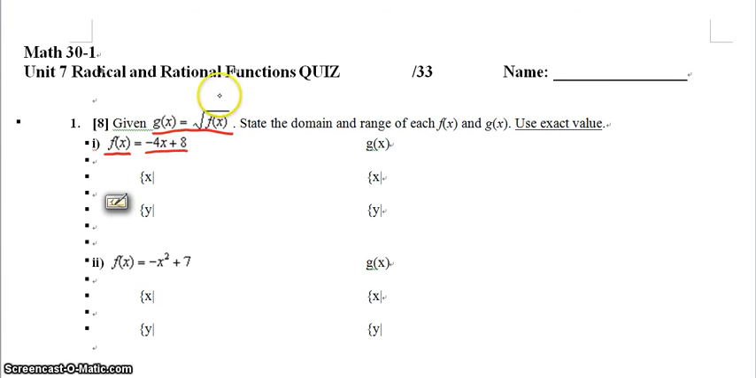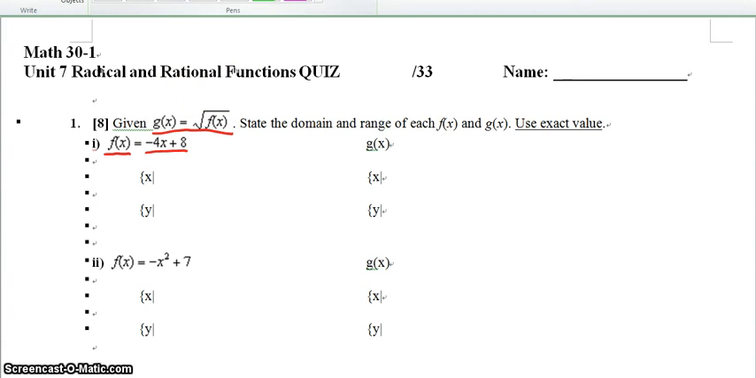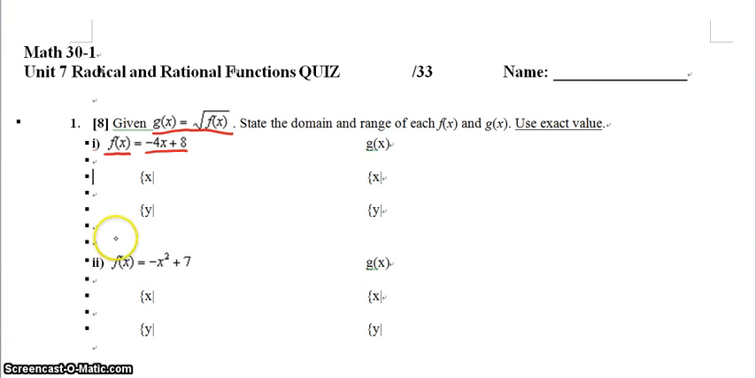Okay, first, make sure you read it carefully. You have two functions, the g function and the f function, and g is the square root of f. Then here they give you two questions. One is for a linear function, one is for a quadratic. For a linear function, we know the domain and range is all real numbers. Then what will be the domain and range for the square root of the linear function?